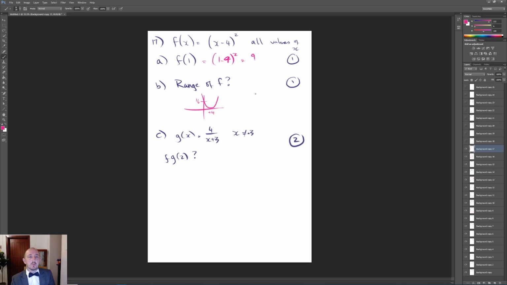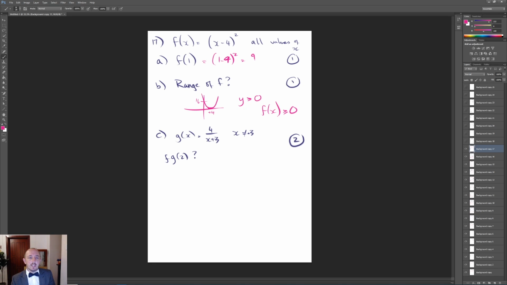What are the possible y coordinates for this graph? As you can see, this graph actually touches here on the x-axis. So y is going to be greater than or equal to 0. But we don't write y, we write f of x. So f of x is greater than or equal to 0 is the range for this.